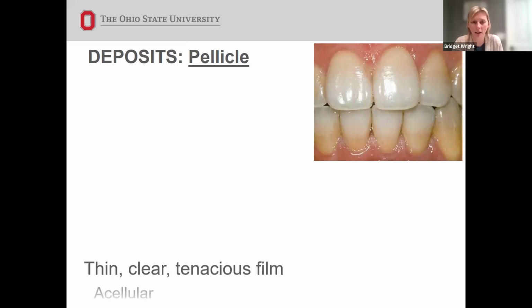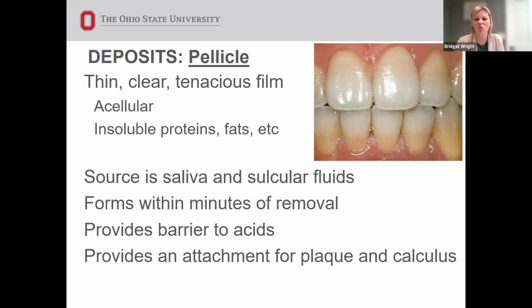So the first one is the pellicle, and it is the really thin, clear, tenacious film that is found on the teeth. It's the thing that makes your teeth feel a little bit slimy. Usually following a cleaning, your teeth feel glassy smooth, and then over the next hour or so, you can start to feel that build back up. And so that is the pellicle.